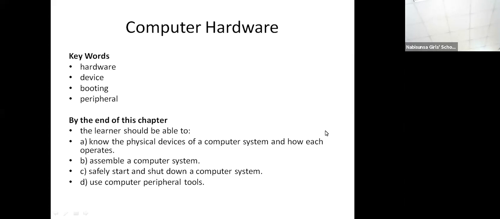You know, some people just switch on and then click the switch off button and shut down the computer without allowing it to go through the right processes. Then the use of computer peripheral tools. I wonder whether you understand the term peripheral. Can someone try to explain to us what peripheral means? Can I ask Gloria Nachimera?